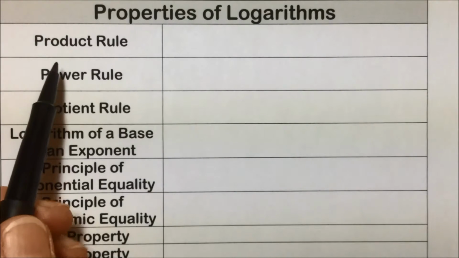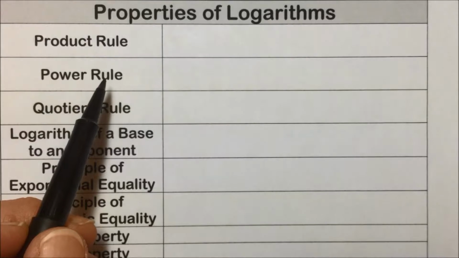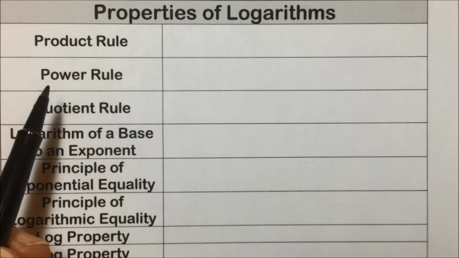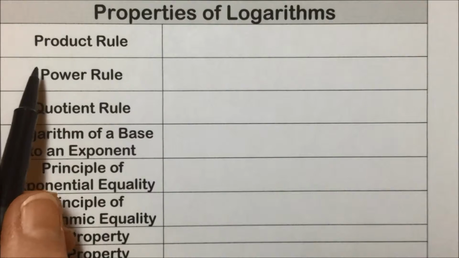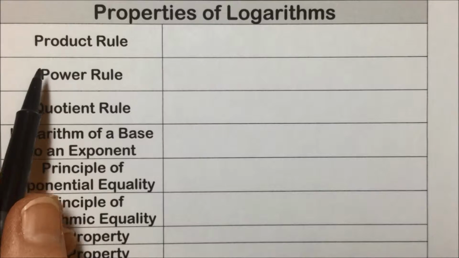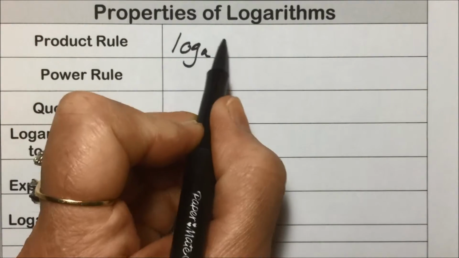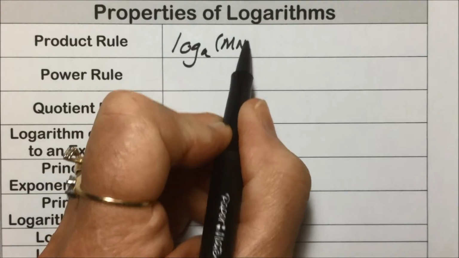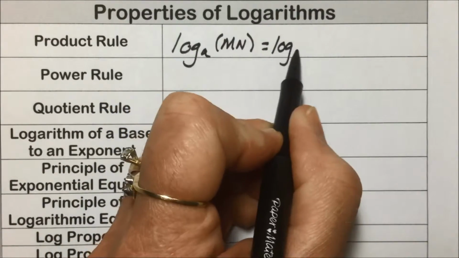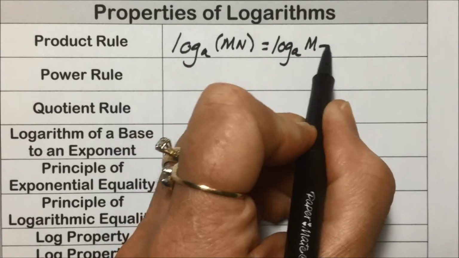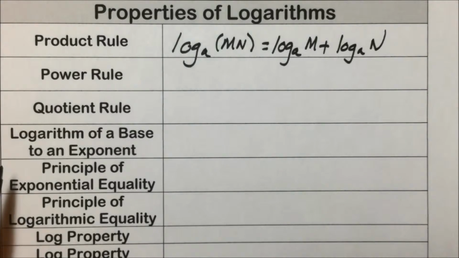This first property is called the product rule, and it's related to the product rule of exponents. When you have common bases multiplied together, you add your exponents. So the property says if you have log base a of a product, we'll call it MN, it's equivalent to log base a of M plus log base a of N.